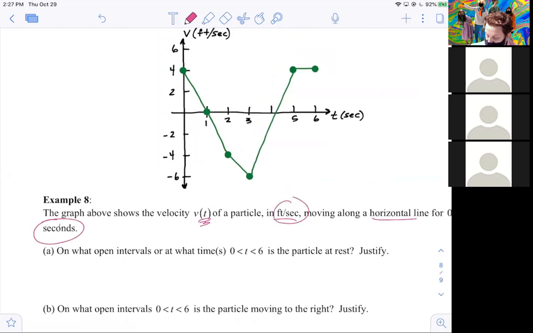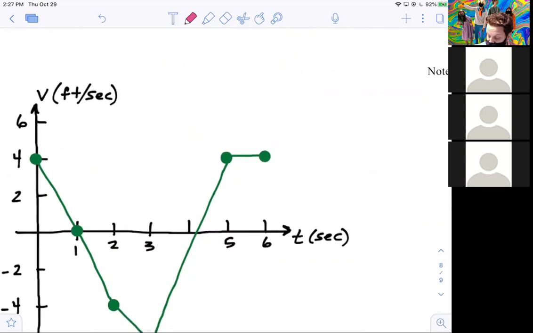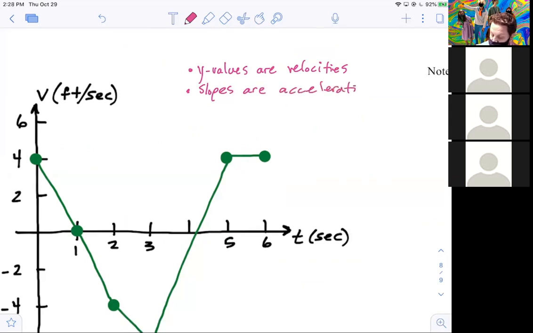So again, we're on unit alert. So if you come up here, you might want to again orient yourself. You could say it in your head, or you can write it down. The y values are the velocities, and the slopes are the what? Are the accelerations. Good.